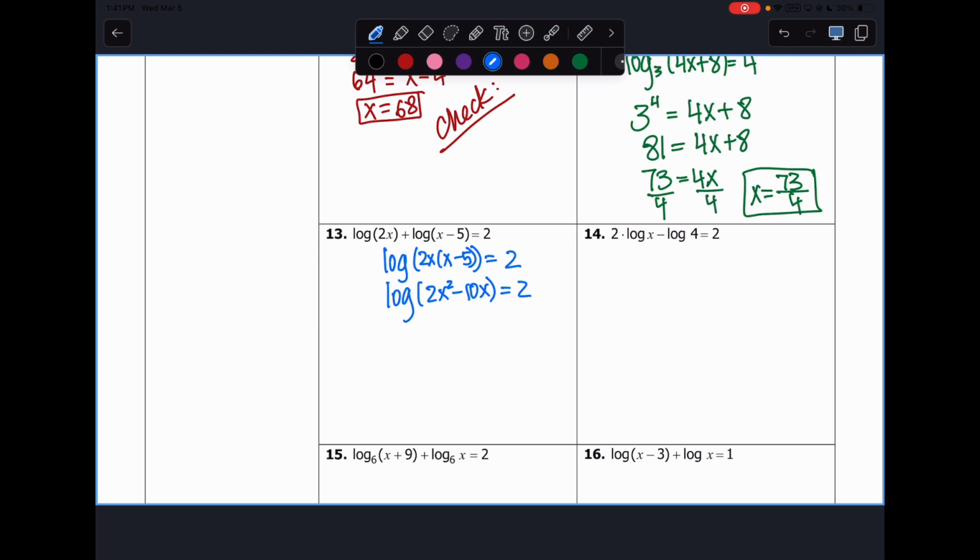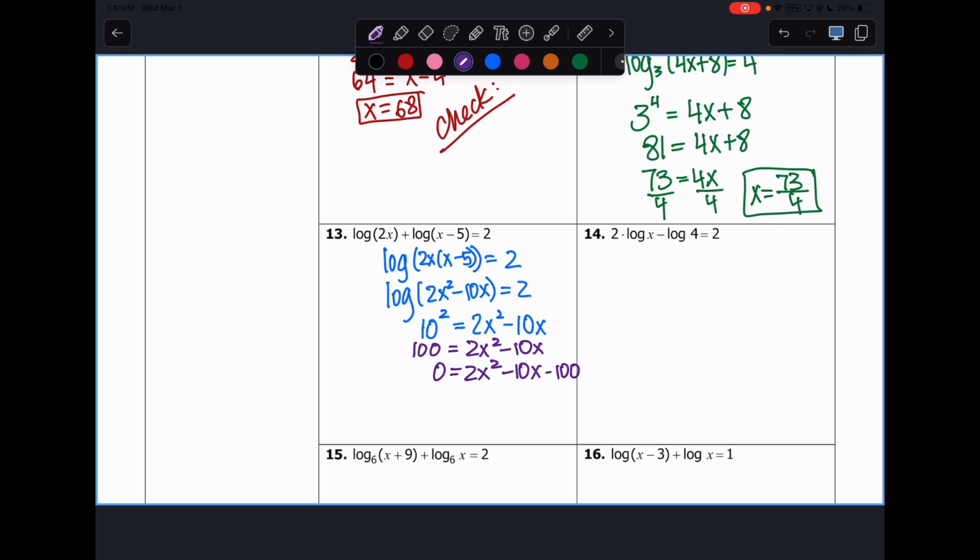So now I get to write it in exponential form. What's my base? 10 to the second power equals 2x squared minus 10x. 10 squared is 100. So I'm going to subtract 100 to put everybody on the right side since it's a quadratic.